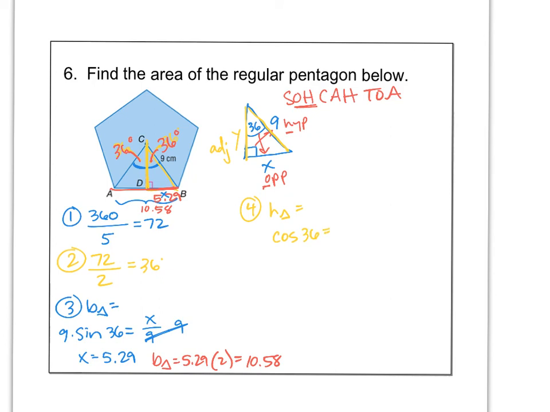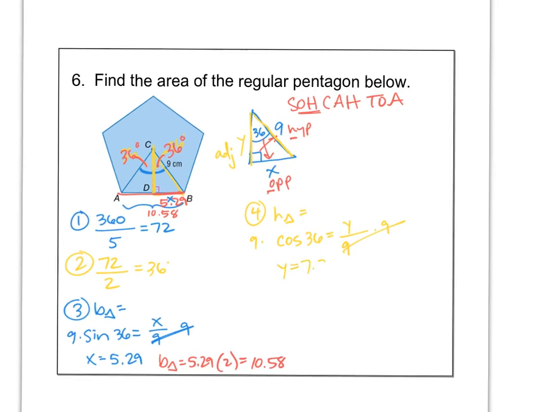Cosine of 36 equals adjacent over hypotenuse. So y over 9. Multiply by 9 on each side. And then type in your calculator 9 cosine 36. Remember, your calculator has to be in degrees. So if you're getting really crazy answers, try checking the mode on your calculator and changing it to degrees. Okay, when I did this, I got 7.3. So y was 7.3. That's also the height of your triangle.